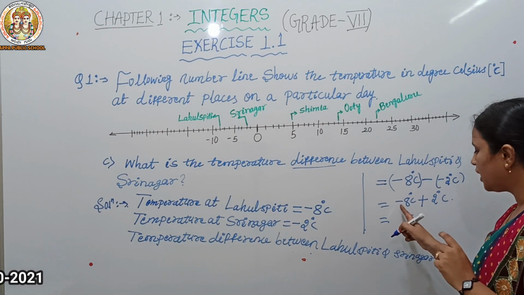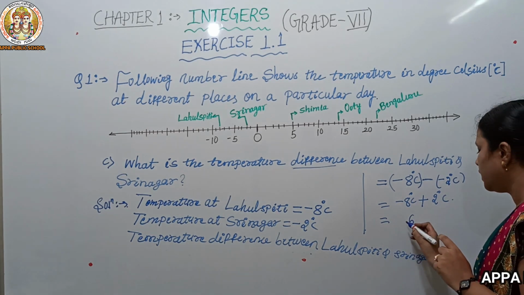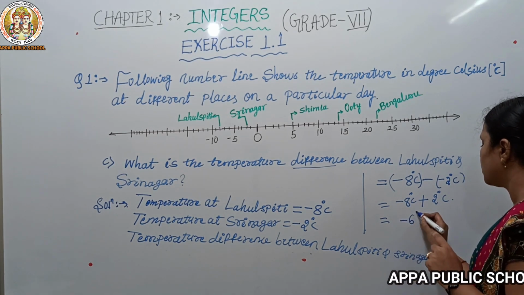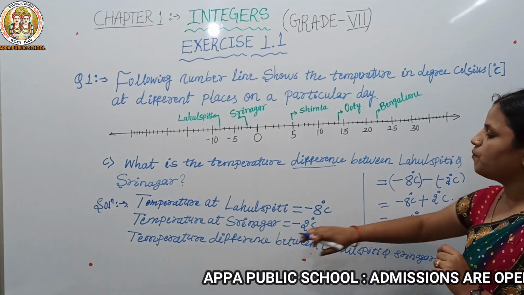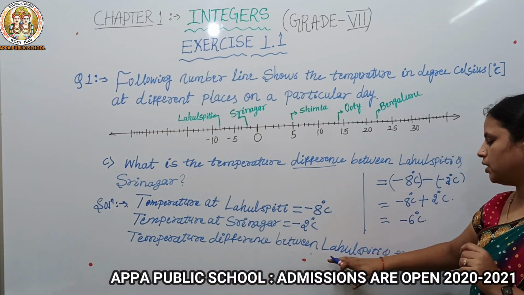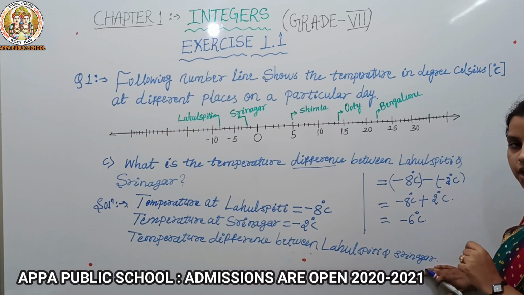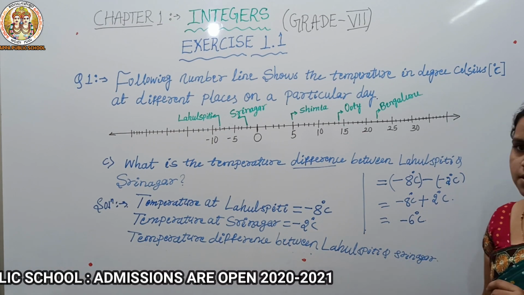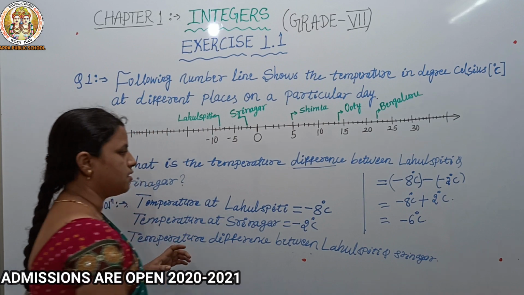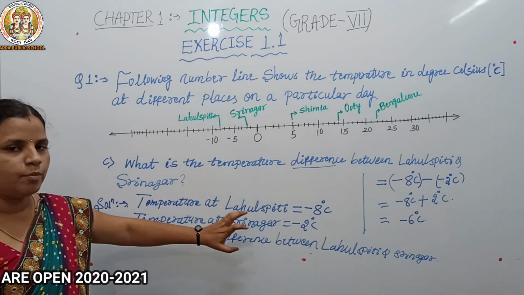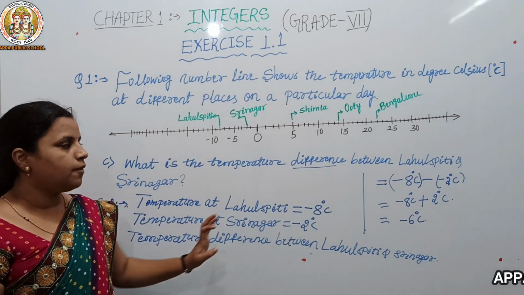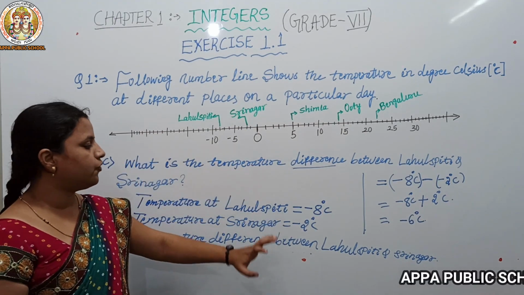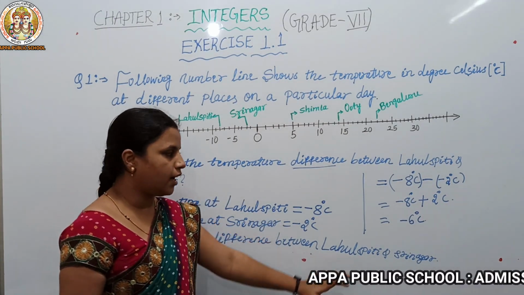And we should write the sign of the bigger number. It is minus. So it has a minus 6 degree Celsius. So finally the temperature difference between Lahaul Spiti and Srinagar is minus 6 degree Celsius. First we have to write the temperature at Lahaul Spiti and after that temperature at Srinagar. The question asks the temperature difference between Lahaul Spiti and Srinagar.